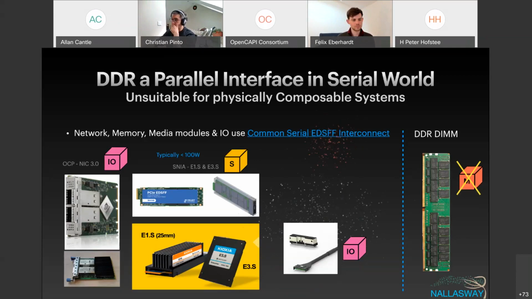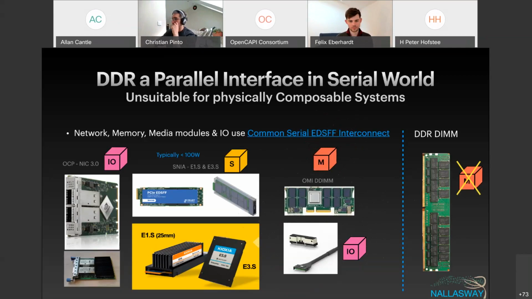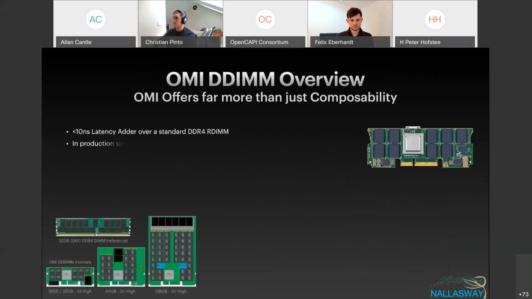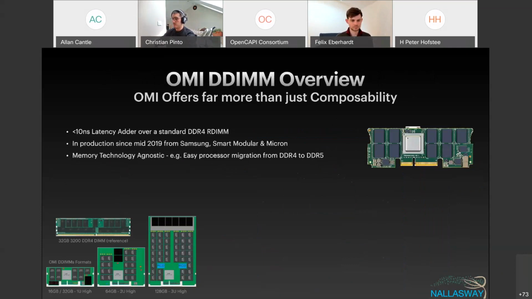And now we can say that we've got OMI, which is in the same serial format with the same interconnect technology. So suddenly we filled this missing piece. And this is what I mean by the missing piece in a composable world, where DDR DIMMs just do not live. But OMI offers far more than just composability. That is a very attractive aspect all by itself to make it worth a closer analysis.